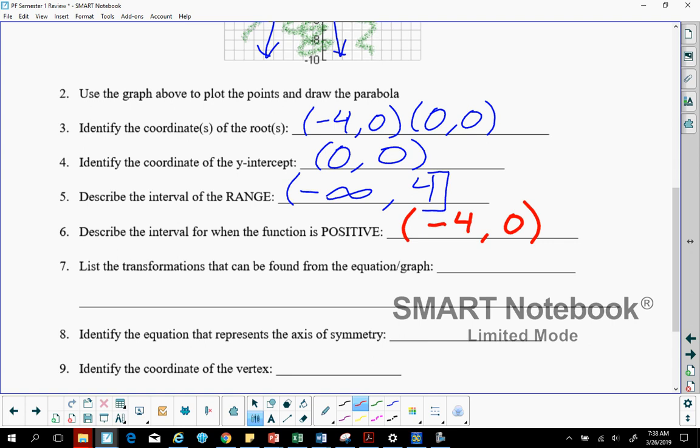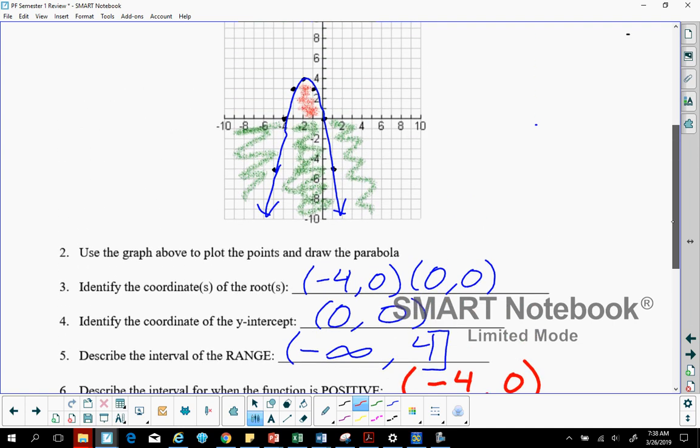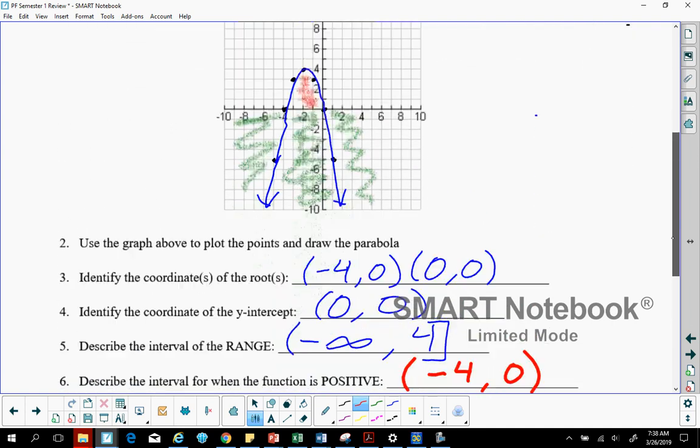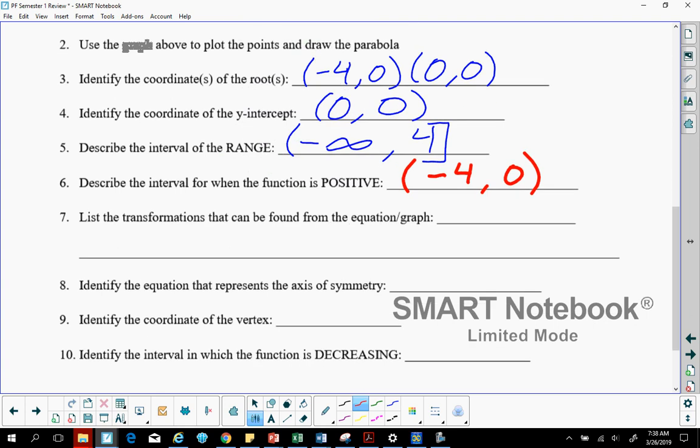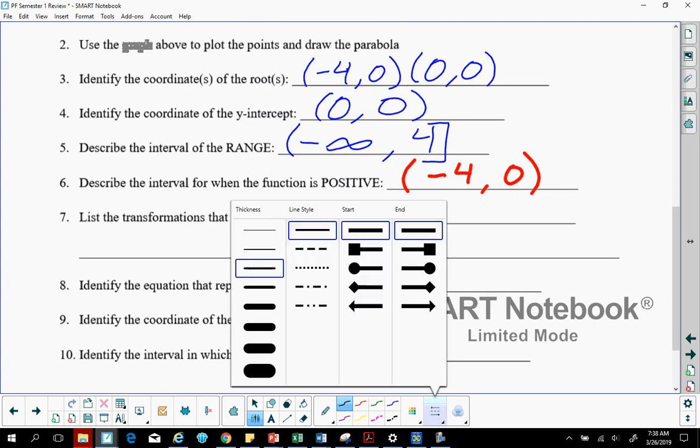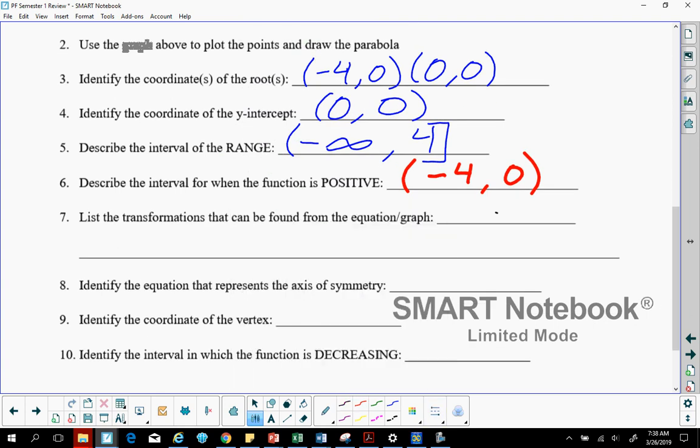Okay, what sort of transformations can be found? I heard them all. Awesome. So we had a reflection. What part of this made the reflection? What part of the formula? That negative. That's the reflection over the x-axis. And then left how many?